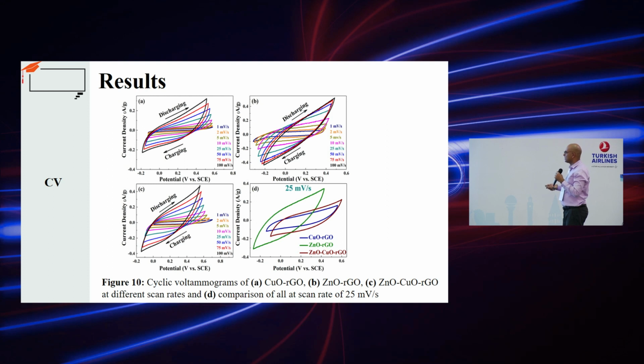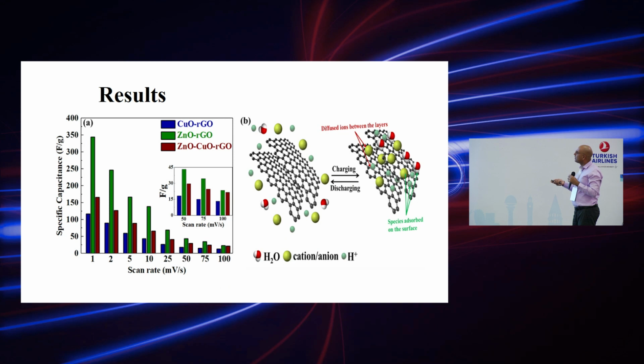You could see that the loop is much bigger for zinc oxide, and we tried to verify this from charging discharging experiments, just to make sure. We found out that it's basically the pseudocapacitance behavior of zinc oxide, reduced graphene oxide. It's basically because of the absorption and desorption of these species during the charging discharging experiments. So this is what I was trying to say: we have the species here, we have the diffused ions between the layers, and during the charging and discharging, there is absorption and desorption taking place.